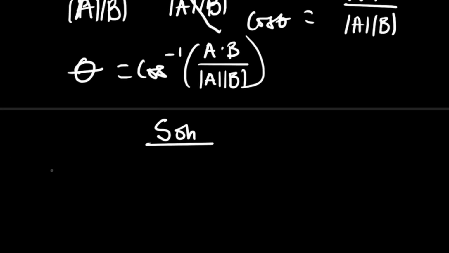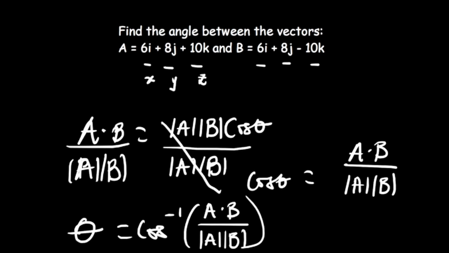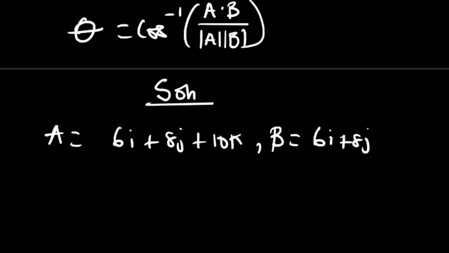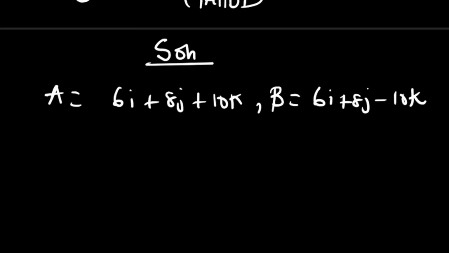Right here we have our vector A equal to 6i plus 8j plus 10k, and our vector B equals 6i plus 8j minus 10k. Now, whenever you are finding the dot product of two vectors, you have to remove the direction. Remember that I said the i, j and k represent the x, y, and z components, and you must remove them whenever you're finding the dot product because it gives you a scalar, not another vector.